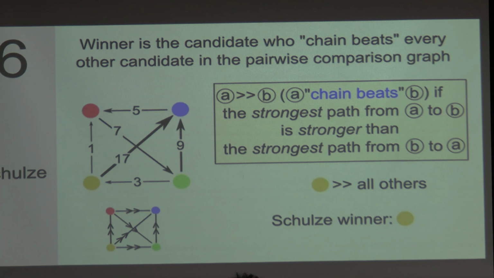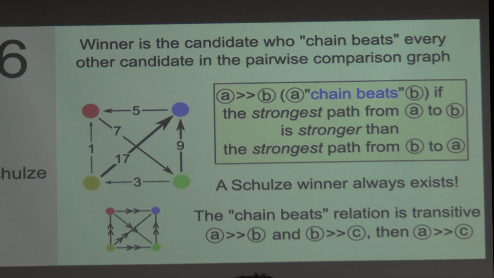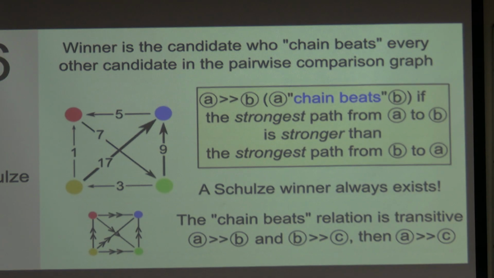Yes, good. Yes, it is a DAG, of course. Can you say why it is? It's transitive, exactly. So this is something that I was planning to give as an exercise, but thanks for mentioning it. So this chain beats relation happens to be transitive. So if A chain beats B and B chain beats C, then A chain beats C.